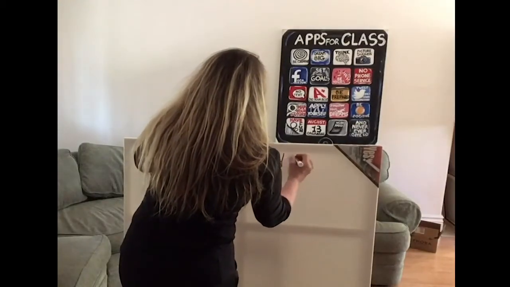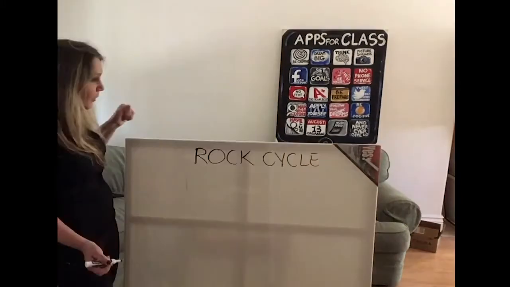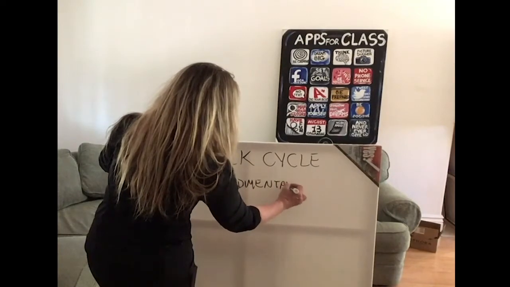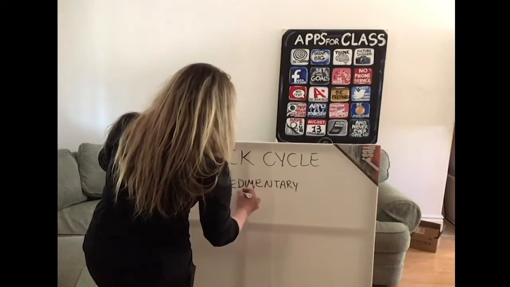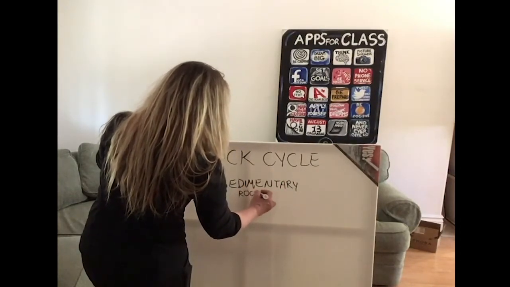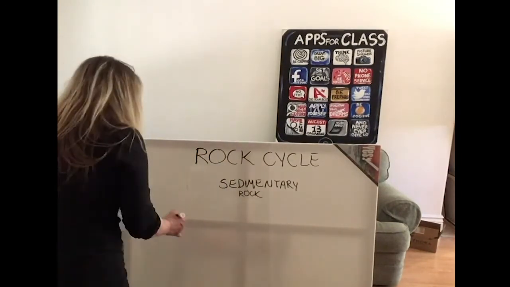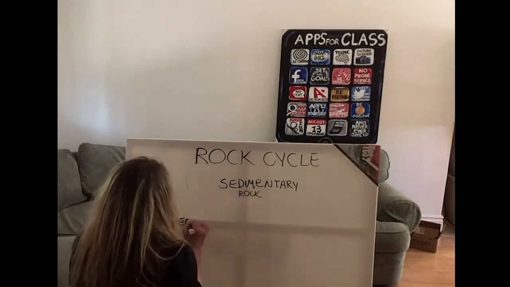We learned about the three types of rocks. We're going to start up here. We're going to write sedimentary rock. So remember, sedimentary rock is made from sediments. Sediments are particles or fragments of rock. Okay, then over here, what do you write? Igneous. Igneous rock.